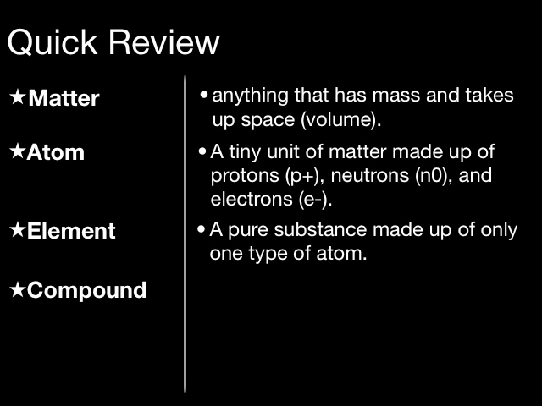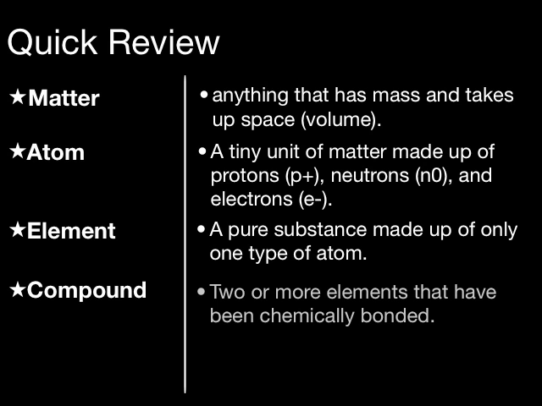Now, if you take two or more elements to be specific, and combine them chemically, you've got yourself a compound. A compound is two or more elements that have been chemically bonded. Some examples of compounds include things like sugar, water, salt, caffeine, and even chocolate. These are all chemical compounds because the elements that make them up have been chemically bonded to each other.